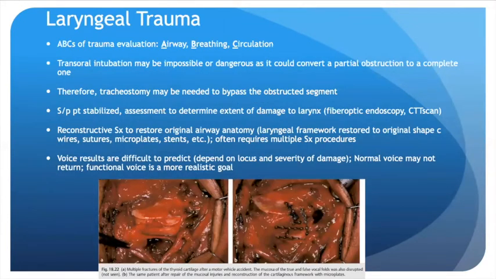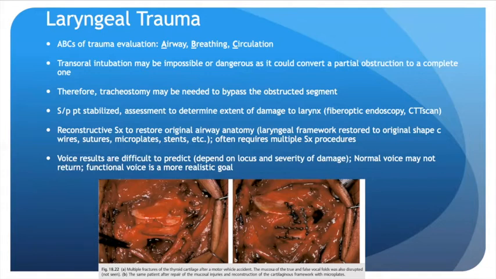Laryngeal trauma is another thing that can occur. So ABCs of trauma evaluation, you have to establish airway, breathing, and circulation. Transoral intubation may be impossible or dangerous, as it could convert a partial obstruction to a complete one. So in some cases with laryngeal trauma, tracheostomy might be needed to bypass the obstructed segment in the airway.